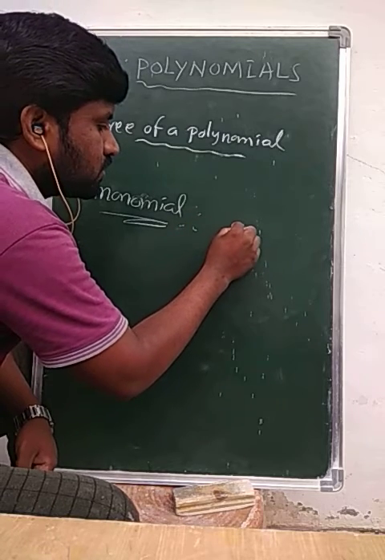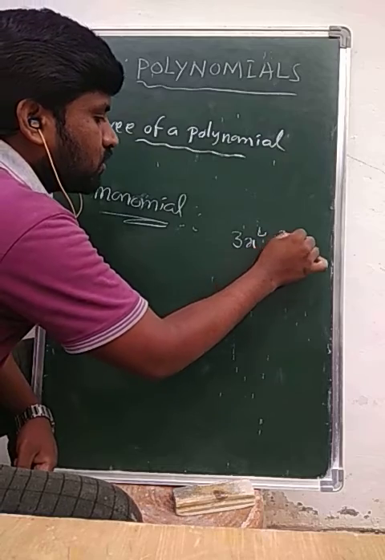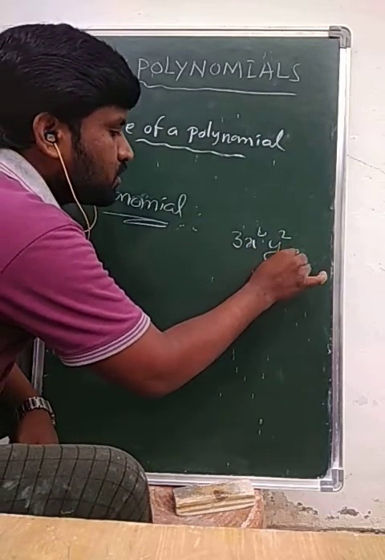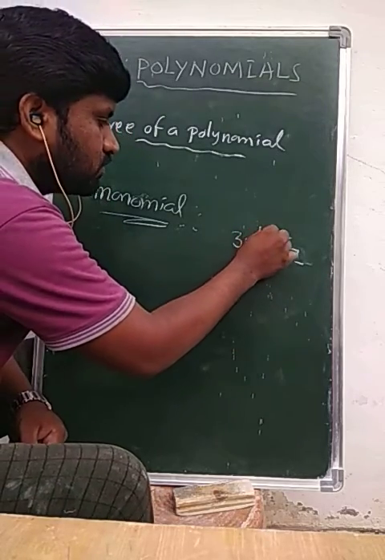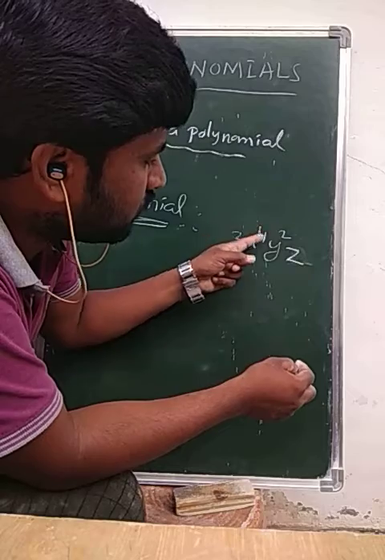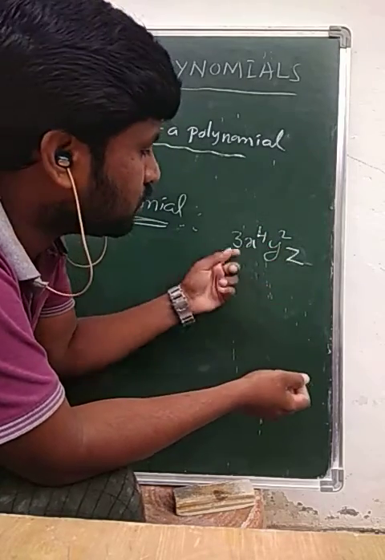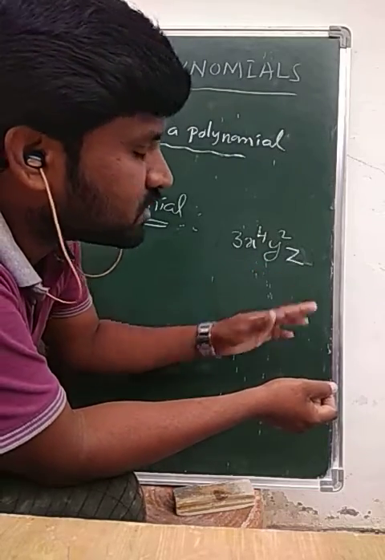That is 3x to the power of 4 y square z. It is a polynomial. 3x to the power of 4 y square z. It is a polynomial with 3 variables x, y, z.